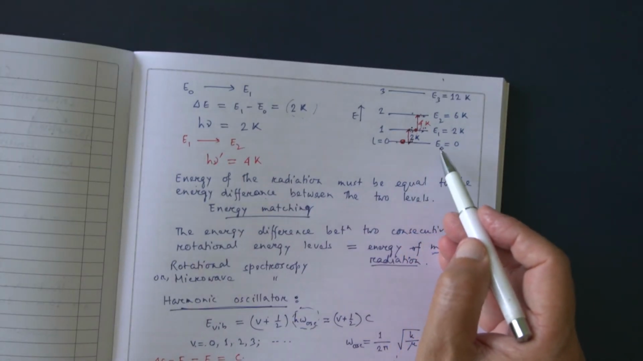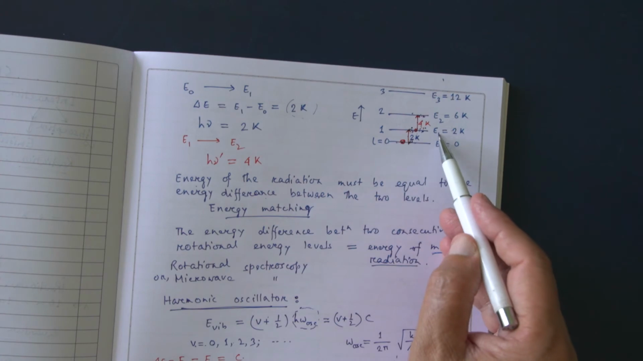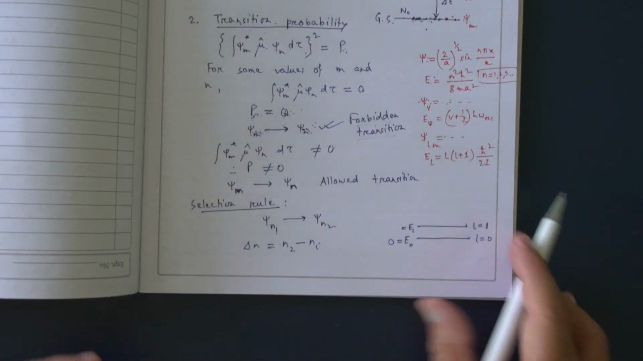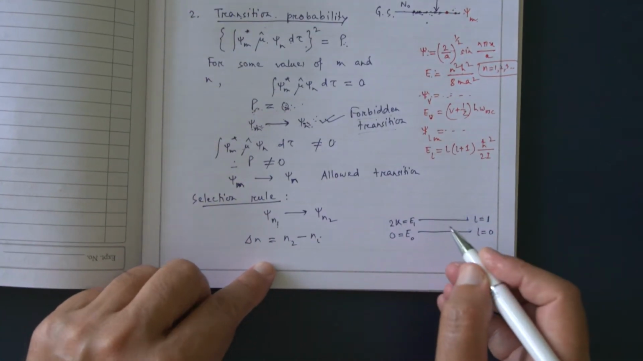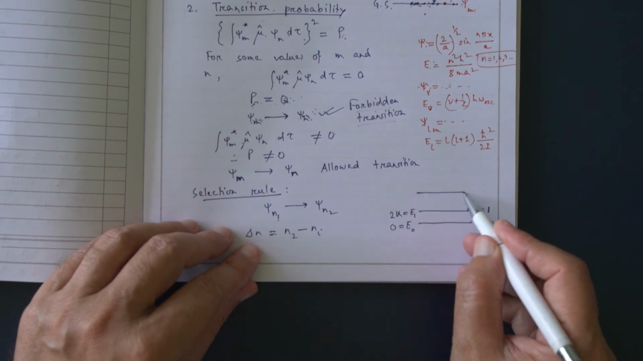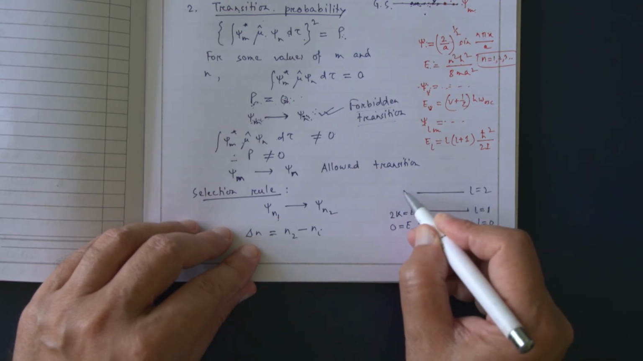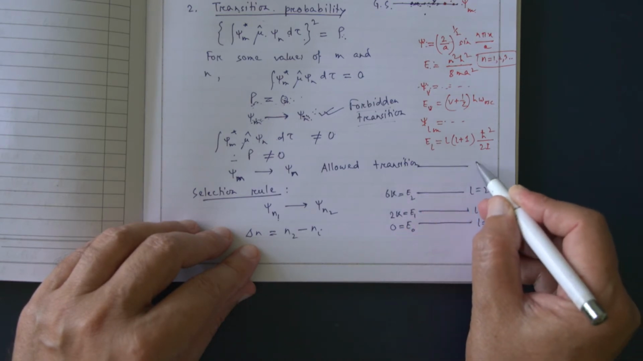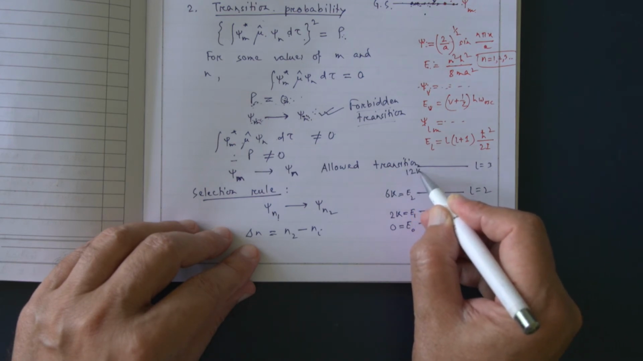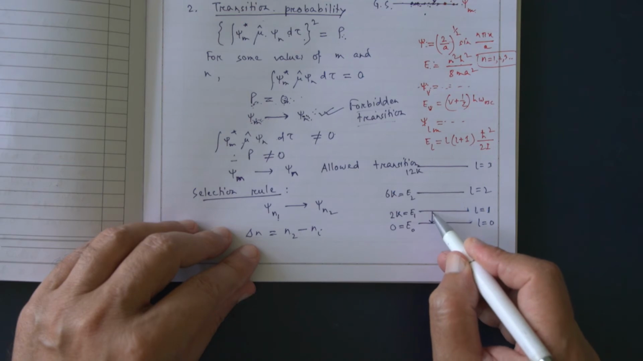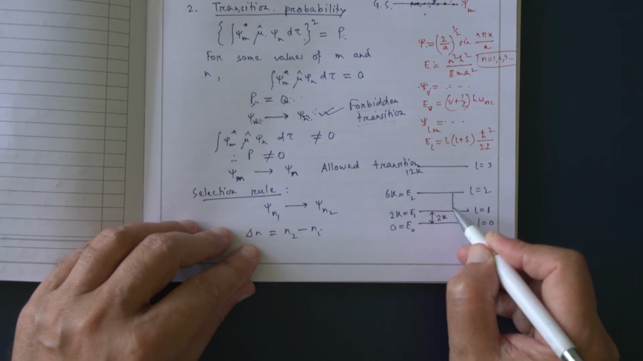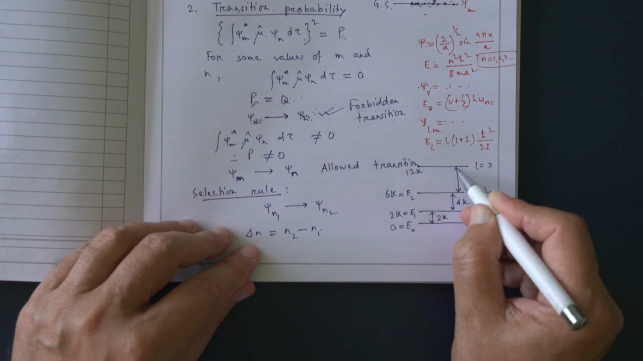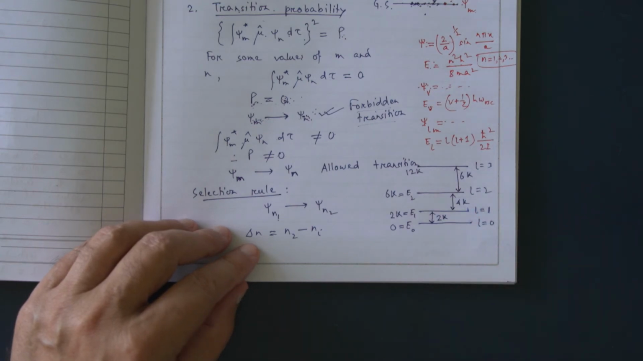So here what is the energy? L equal to 0, energy is 0. L equal to 1, energy 2K; L equal to 2, 6K; L equal to 3, 12K and so on. So this is 2K, then this is L equal to 2, this is 6K, E2, and this is L equal to 3, this is 12K and so on. So what is the energy difference? Energy difference is 2K. What is the energy difference? Energy difference is 4K. What is the energy difference? Energy difference is 6K and so on.